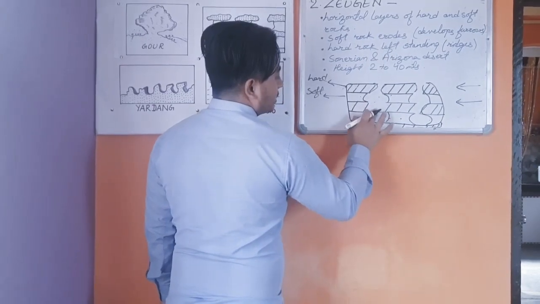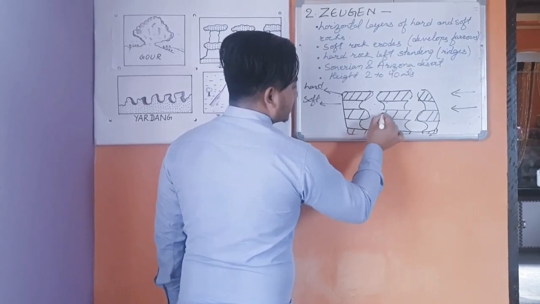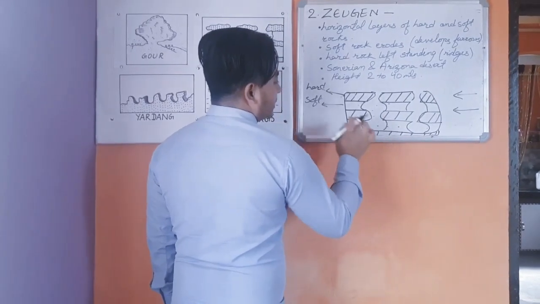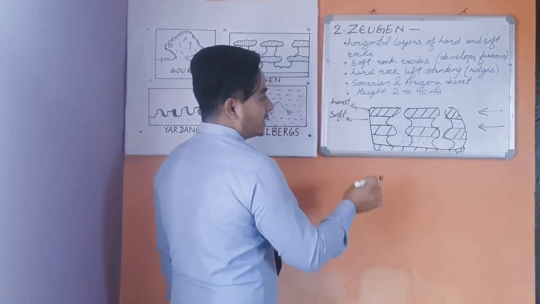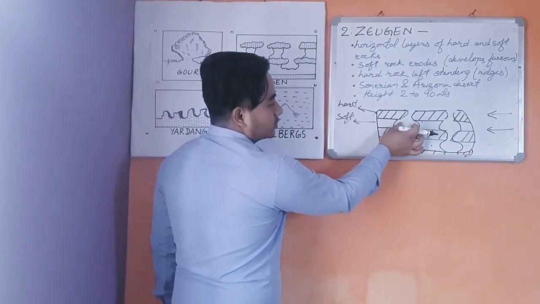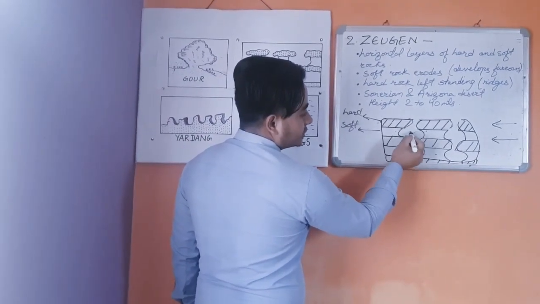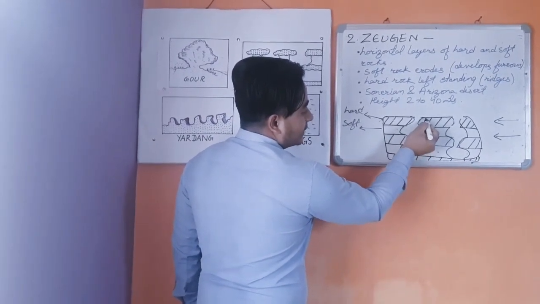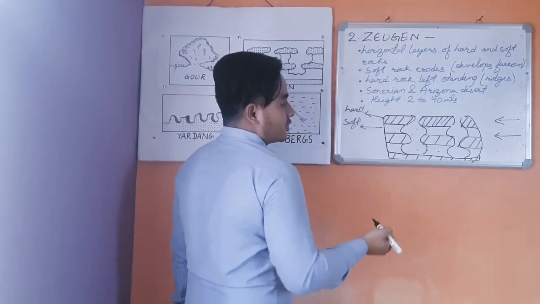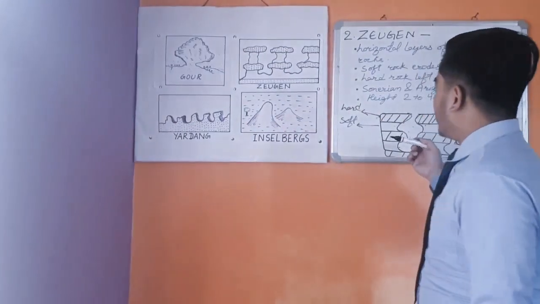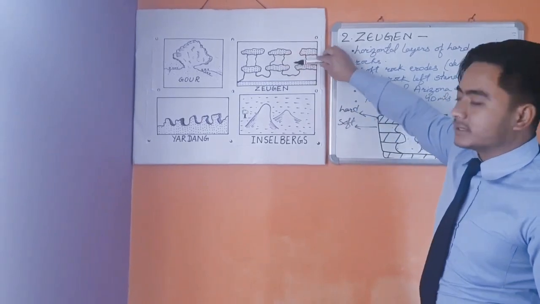These are the layers of hard and soft rock that are being eroded by the action of wind. When these hard and soft rocks are eroded, it forms furrows and ridges. You can see exactly over here. Due to the creation of the furrow, the bed of hard rock stands as a ridge on top of the bed of soft rock. And finally, when the rate of erosion continues, it forms a landform like this.